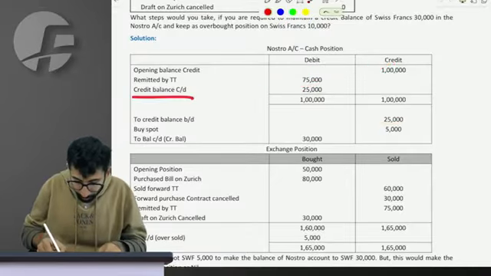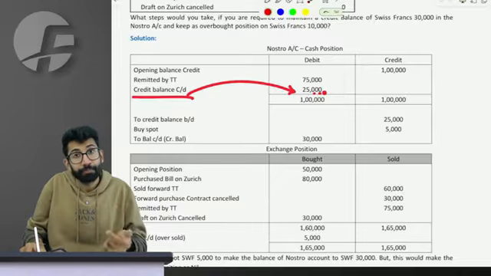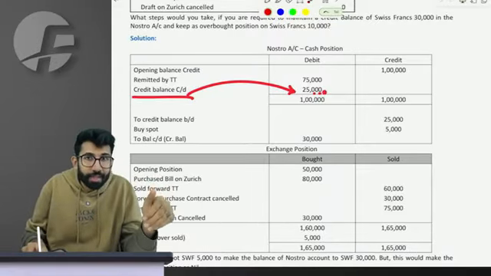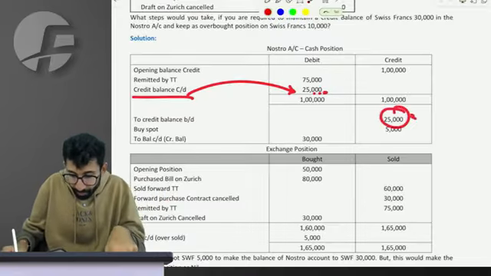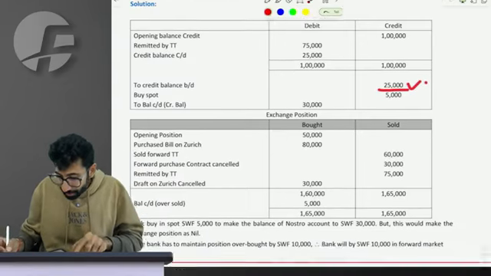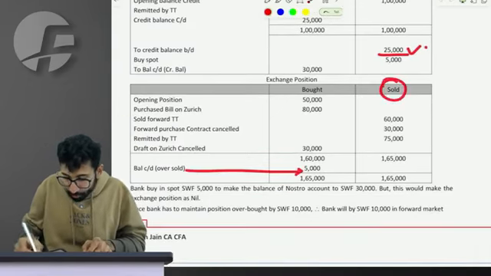Look at the presentation. We will say credit balance carried down. Do you remember the accounting ledger? Credit balance gets carried down in the debit side and then again gets brought down in the credit side. So I have 25,000 credit balance, and here I have 5,000 oversold balance.